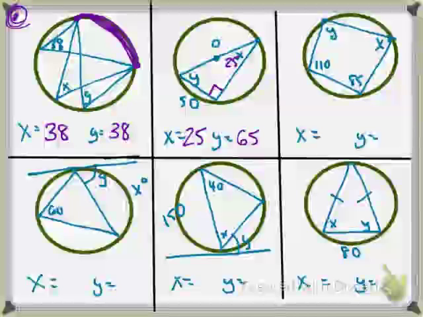A second way of thinking about this question. How big is a semicircle? 180, right? So if we have a 50-degree portion, this other portion must be 130, and that y is inscribed in that 130. Half of 130 is 65. So a second way to getting to this.